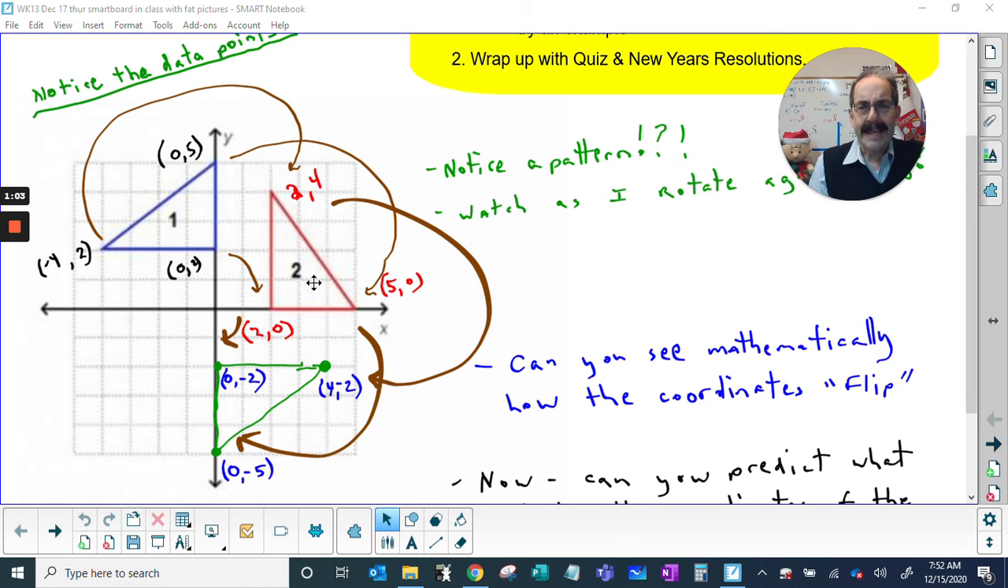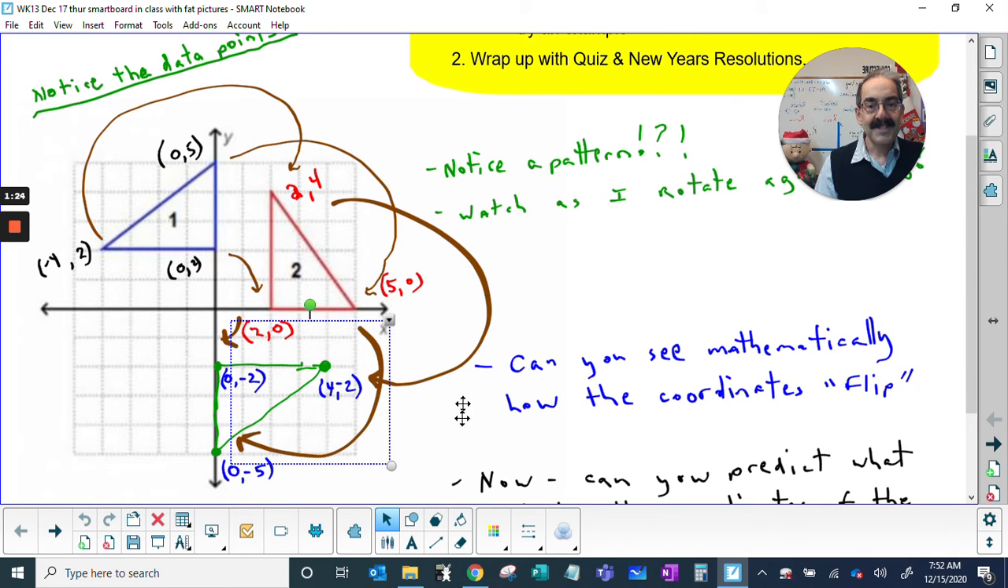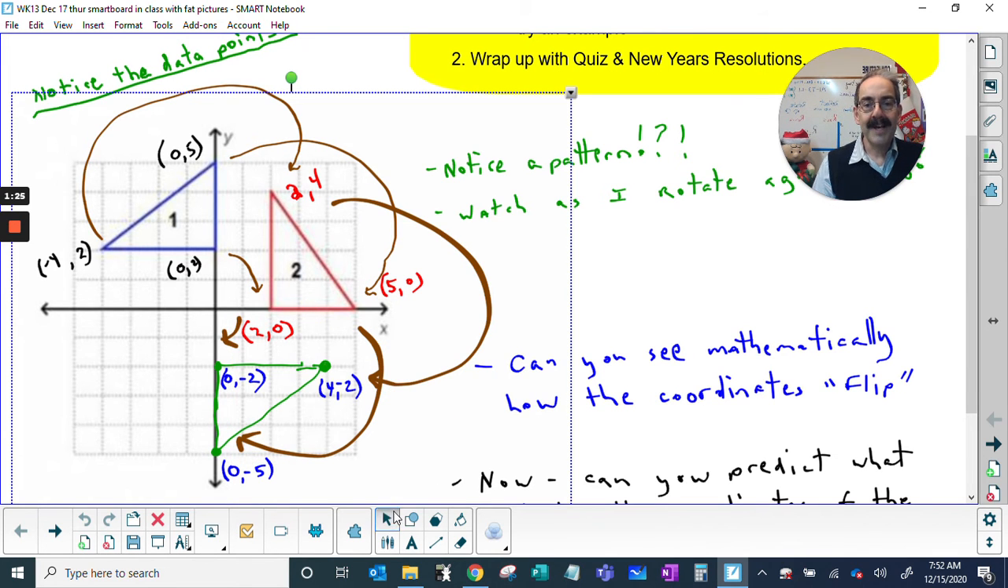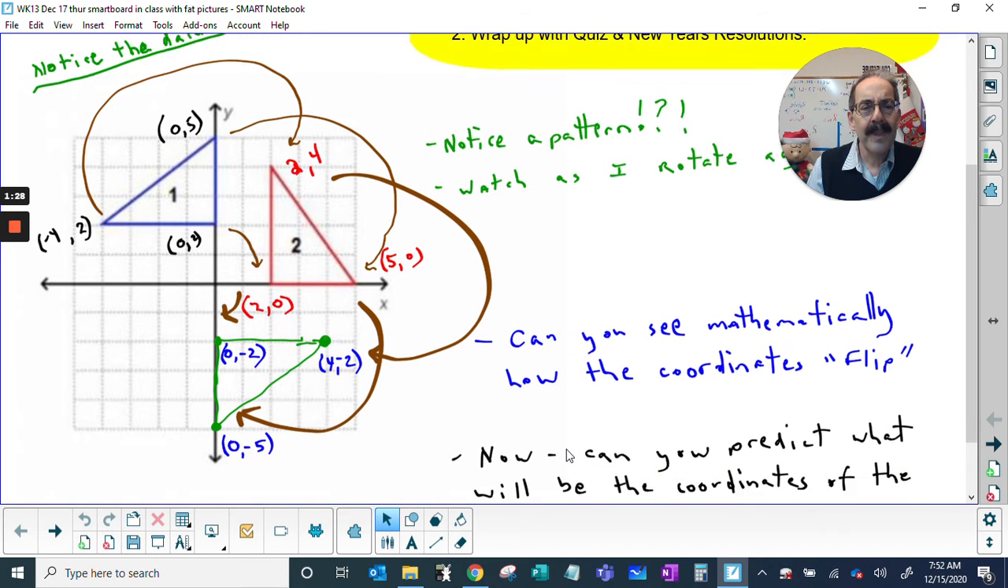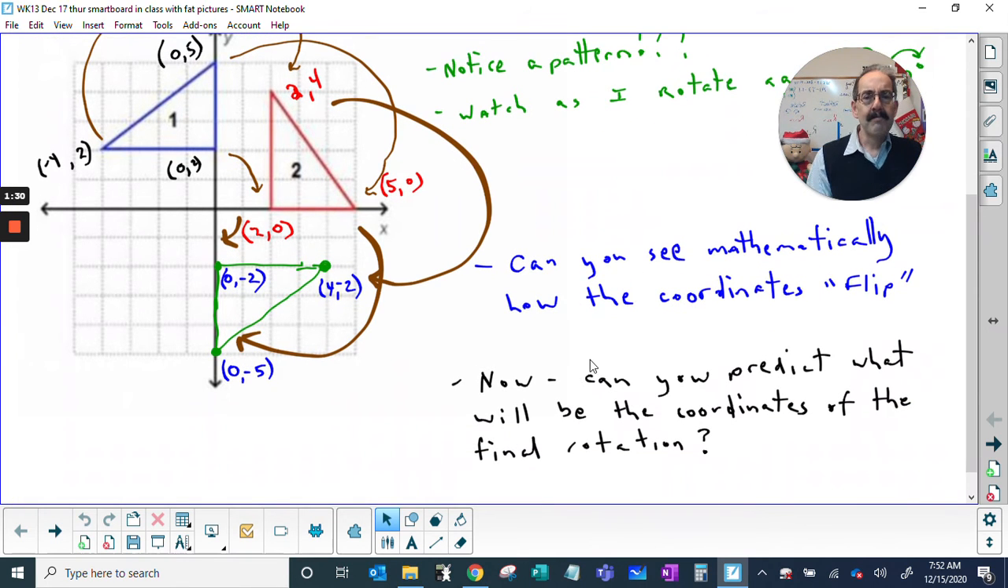Let's do that again. Let's rotate another 90 degrees about the origin. Okay, this point goes here. 2, 0 becomes 0, negative 2. 2, 4 becomes 4, negative 2. 5, 0 becomes 0, negative 5. You see how cool that just rotated? Now, before we actually move this one more time, can you predict what the coordinates will be in the final rotation?